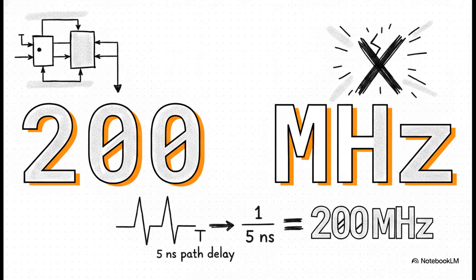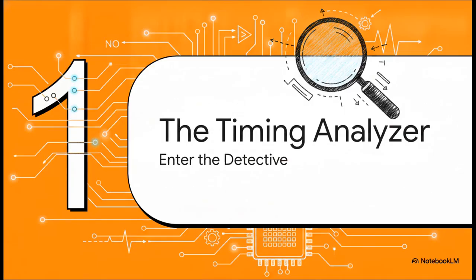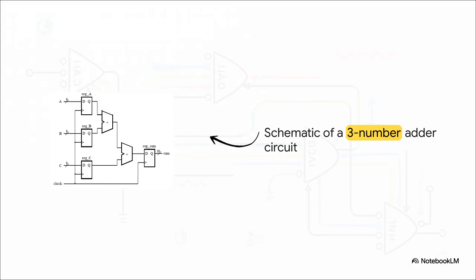If we try to run this specific circuit any faster than that, the data simply won't make it and the circuit breaks. Enter the detective, the timing analyzer. Now, counting gates manually is perfectly fine for a simple 5-gate circuit, like we just looked at. But what happens when you're designing a modern processor with literally billions of transistors? Obviously, you can't calculate that by hand. We need a tool that can instantly calculate these microscopic delays across millions of paths.